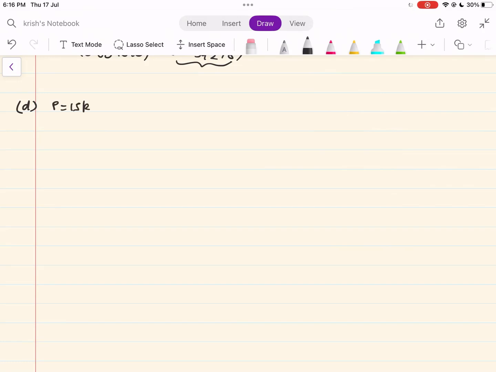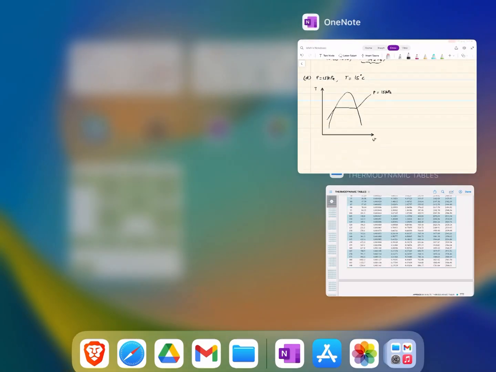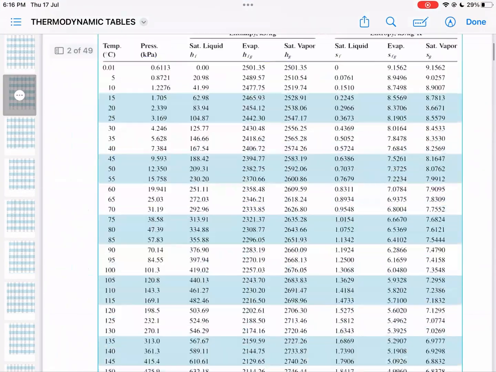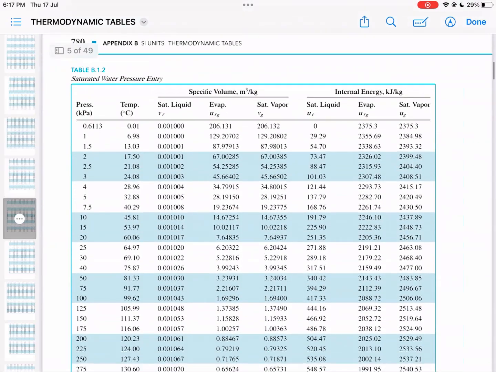We have been given the pressure as 15 kilopascals and the temperature as 15 degrees Celsius. So this is again case 1. I'll do it using a TV diagram because we have already verified that using either of the diagrams will give us the exact same answer, right? So this is a constant pressure line and it's 15 kilopascals.